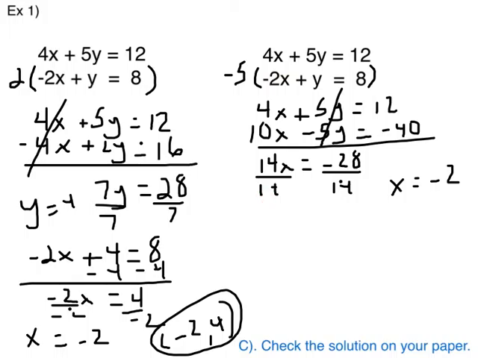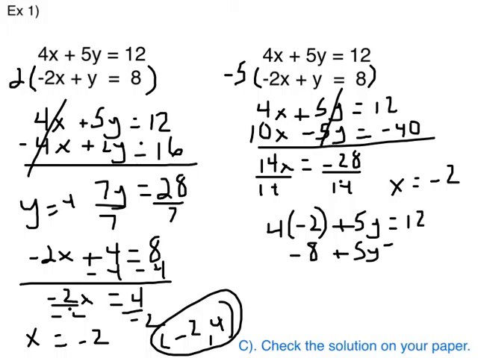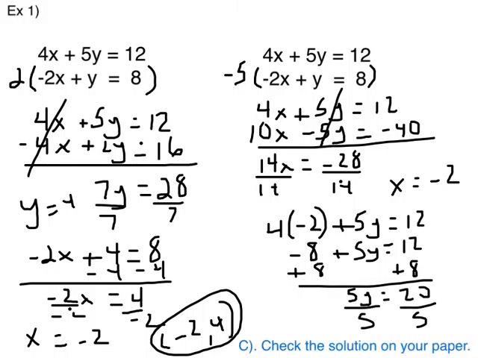I'll take this 4x one. I'll plug it in. 4 times a negative 2 plus 5y has to equal 12. That gives me a negative 8 plus 5y equals 12. Add 8 to both sides. 5y equals 20, divide by 5, and y is equal to 4. So we get the same answers. X is negative 2, y is positive 4, and that will give us the answer here. I want you to check your solution on your paper, but it is going to work for both.